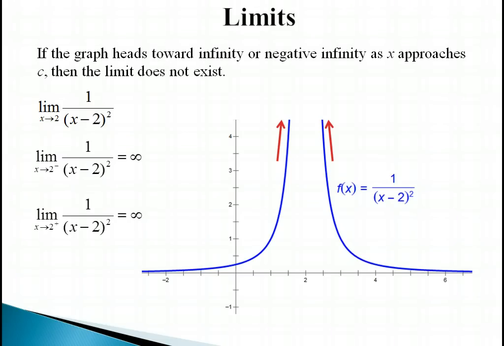So our graph is heading toward infinity. But remember that when you're looking for a limit, you're looking for the bound of the graph. And since this graph is unbounded as we go into 2, we would say the limit does not exist. A lot of people would just say it goes to infinity, which is true, but that's the same thing as saying it's unbounded. So we have no limit.